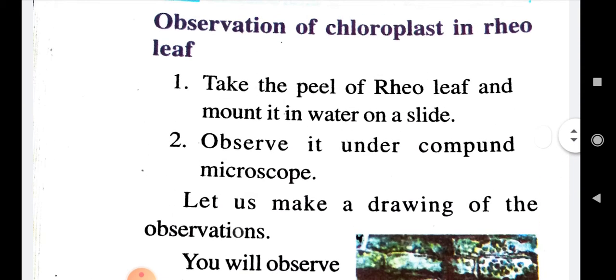How to observe the rheo leaf under the microscope: you have to take the peel of the rheo leaf and keep it on the glass slide which contains 2 drops of water. Why are we adding water to the glass slide? When we are keeping the peel of the leaf, it may become dried. In order to prevent drying of the leaf, we keep the peel on the glass slide which contains a drop of water. Now keep the slide under the microscope and observe.